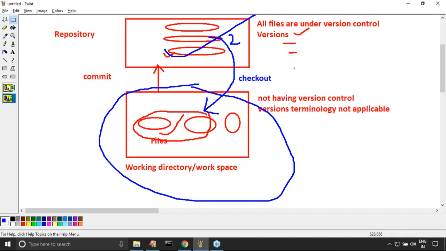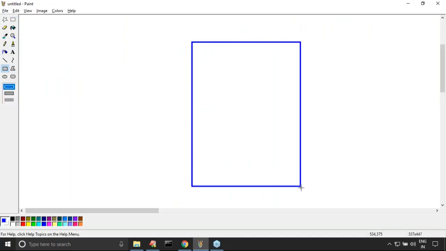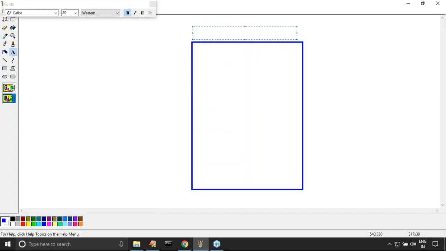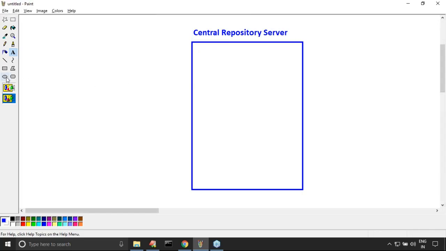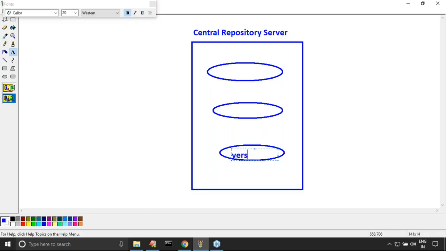Just observe this carefully. Assume that this is the central repository server, the machine on which the central repository is there. In the central repository, the data will be stored in the form of versions. I hope you are aware. The version database is responsible for maintaining our files in the form of versions.